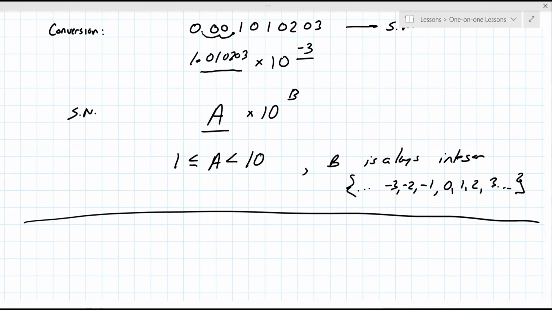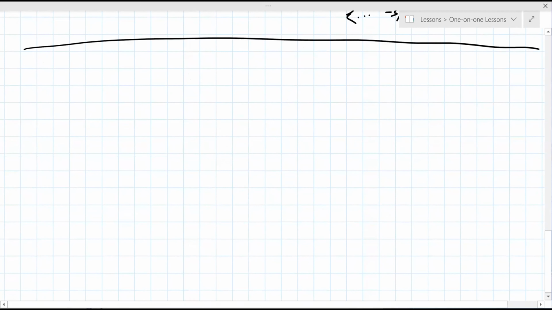Is that okay? Yeah. All right, so we're going to do some subtracting now. I didn't do any subtraction problems, so let's go. Let's see, 3.7 times 10 to the fourth minus 2.1 times 10 to the third.